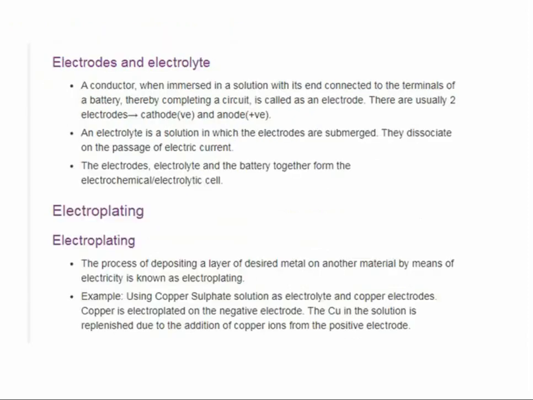Next we have electroplating, which is the most important topic of this chapter. The process of depositing a layer of any desired material or metal by means of electricity is known as electroplating. For example, you have seen that many jewelries are plated with gold. They are plated with gold due to the process of electroplating.